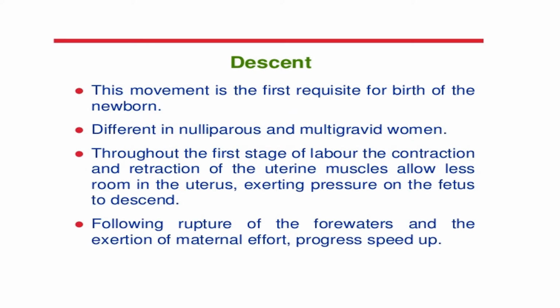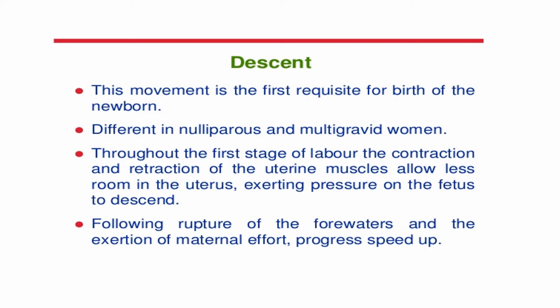Next is descent. This is the downward movement that is occurring throughout the labor. The descent takes place throughout the labor, and it will be different in nulliparous and in multigravida mothers. In the case of nulliparous or primi mothers, it will be slow, and in multigravida mothers, there is less resistance of the pelvic floor tissues, so the descent or downward movement will be faster.